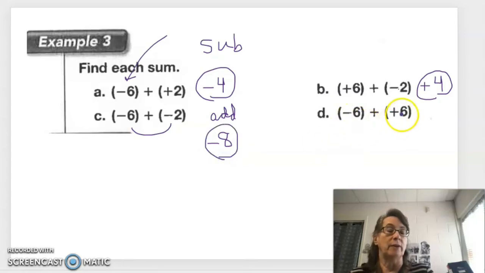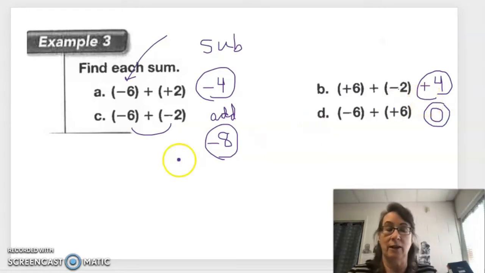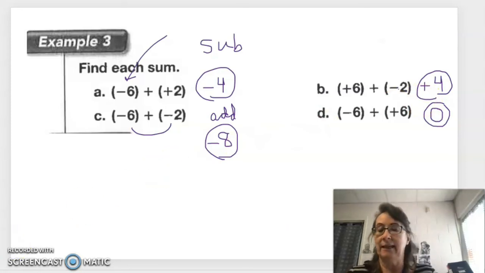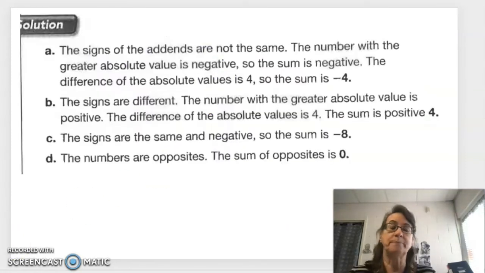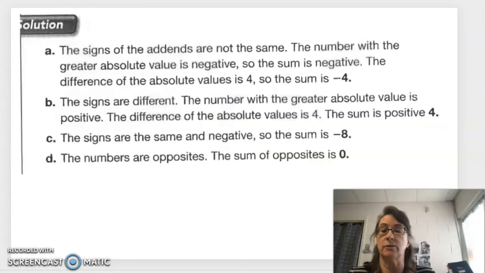Then over here we have opposite signs, so we subtract and get a 0. 6 minus 6 is 0. One is pulling in the negative direction, one is pulling in the positive direction, the same amount, so we end up with a tie in the tug-of-war. So here they're going through each one of those that we just went through and got the same answers.